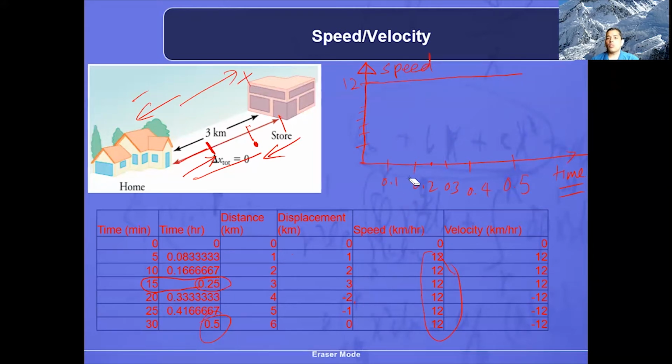Let's do the velocity. For the velocity, let me change this scale because I have the negative also. Make sure I have enough space. Let me start with this one. Let me erase this too. So this is my time scale: 0.1, 0.2, 0.3, 0.4, 0.5. So first, up to 0.25 right here, she has 12.